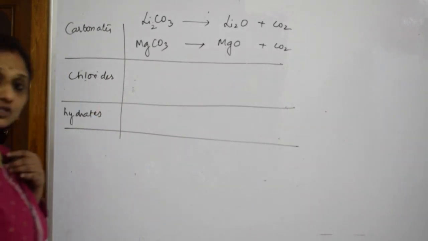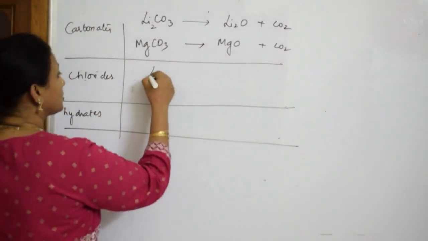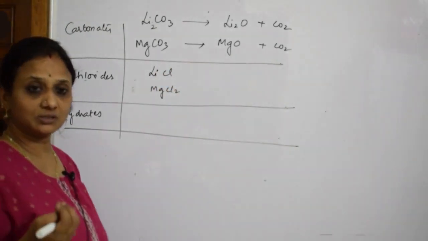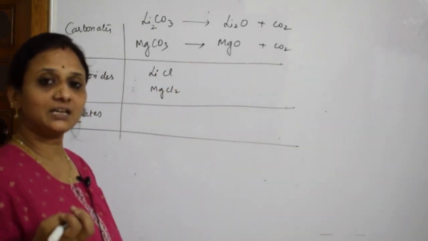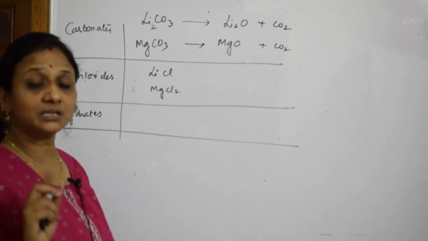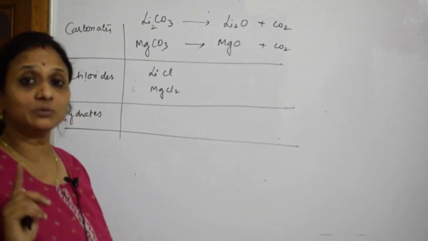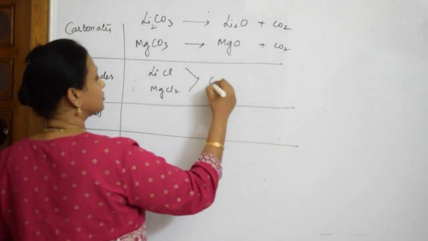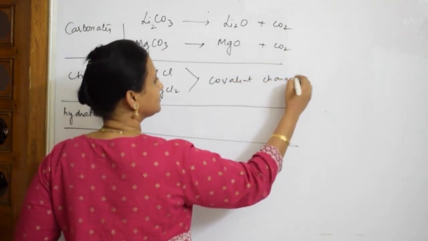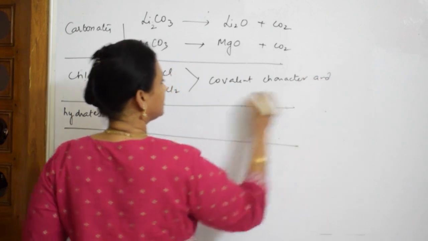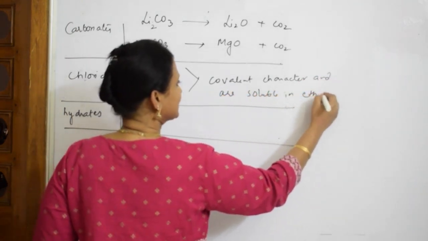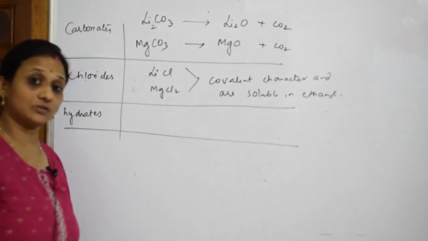Now when I speak about chlorides, that is lithium chloride and magnesium chloride, the important property is that they have covalent character, not ionic character. Remember, they have covalent character and they are soluble in ethanol. So both of these have covalent character and are soluble in ethanol. Thus you'll be using it in the lab also, as a solvent, right?